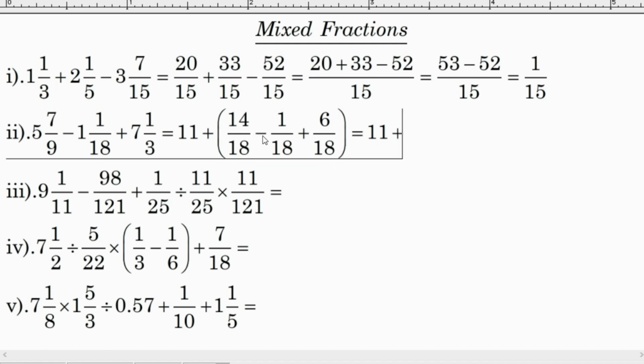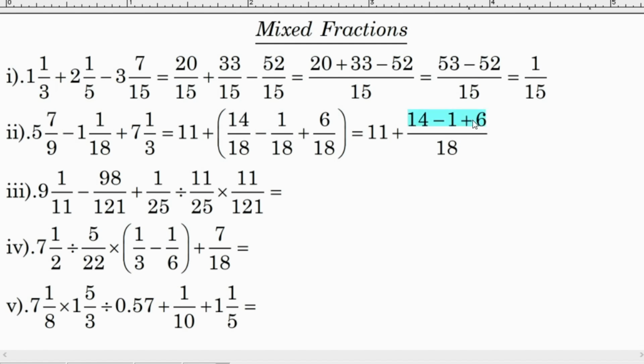So what we have to do here, we just leave the same common denominator equal to 18 and then take the numerator 14 minus 1 and then plus 6. So here will be equal to 13 plus 6. So that will be equal to 19.